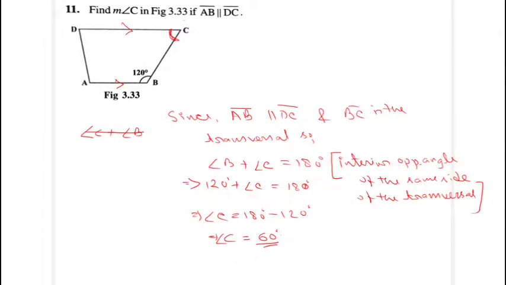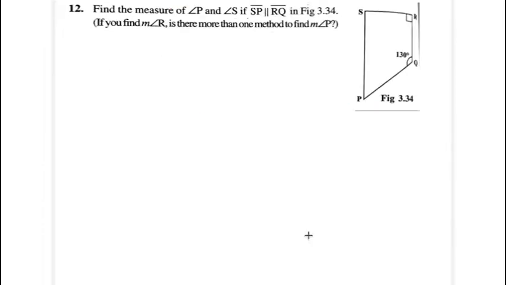Move to the last sum. Question number 12. Find the measure of angle P and angle S, if SP, this side, is parallel to RQ, these two sides are parallel. In the figure, if you find the measurement of angle R, is there more than one method to find the measurement of angle P? Okay, we will discuss it later on. First of all, we will focus on this.